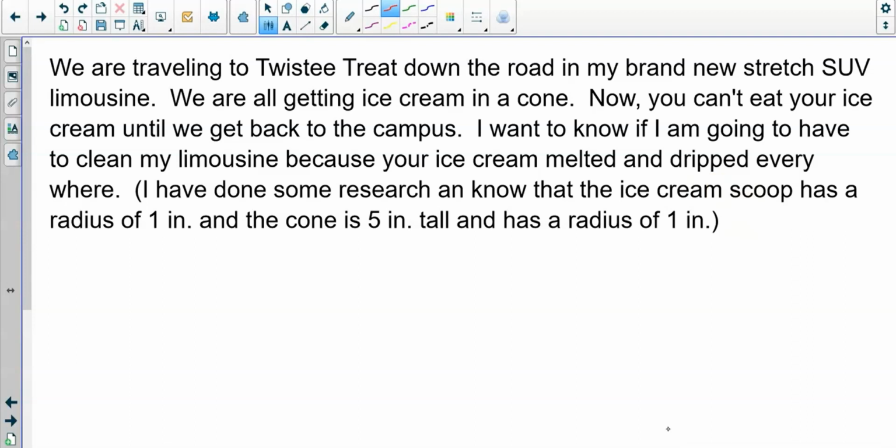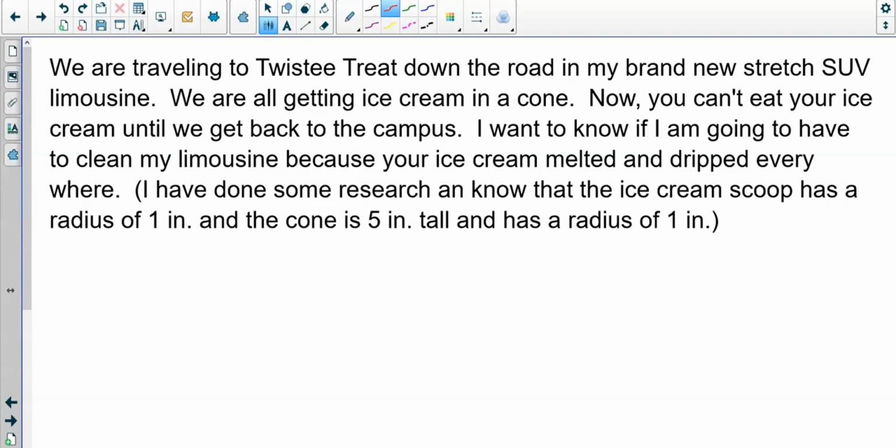I have done some research, and I know that at Twisty Treat, the ice cream scoop that you have on your cone has a radius of 1 inch. And the cone is 5 inches tall and has a radius of 1 inch. So I want to know, if I buy you one scoop that has a radius of 1 inch and a cone that has a radius of 1 inch and is 5 inches tall, is your ice cream going to drip in my limousine and we're going to have to fight about it? Because I ain't cleaning.